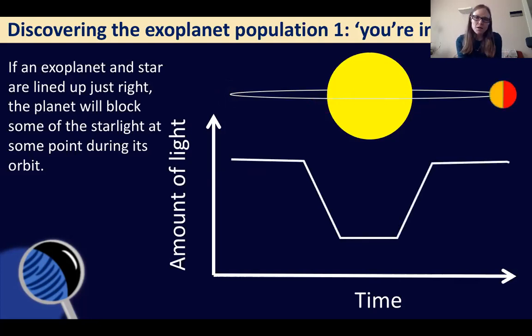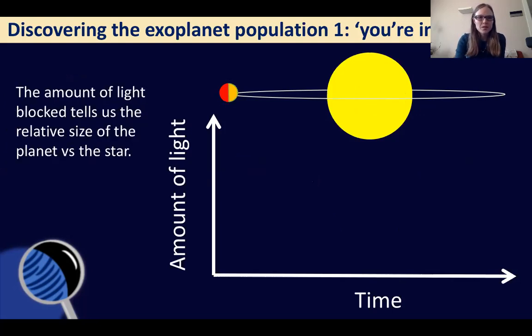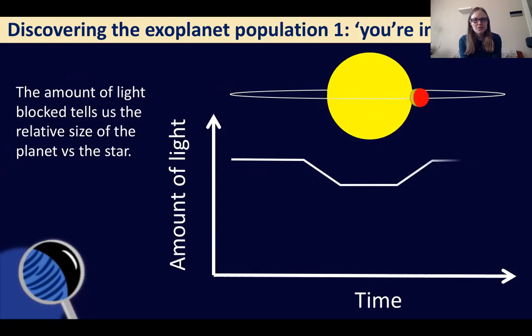If we have a telescope that's staring at that star for a period of time, and we measure a dip in the amount of light coming from the star, then we can infer the presence of a planet around that star. The amount of light that's blocked, so the size of that dip, tells us the relative size of the planet against that of the star.